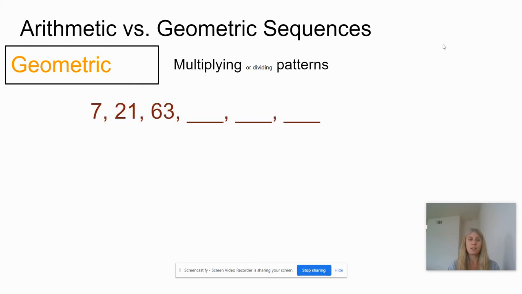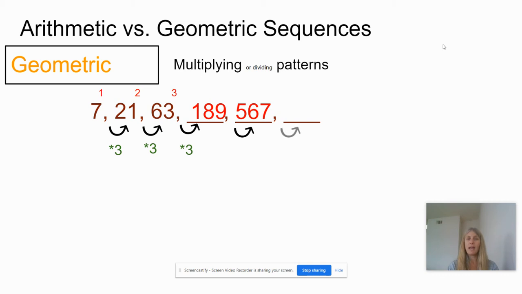So here is a sequence, 7, 21, 63. Once again, our first term is 7, our second term is 21, and our third term is 63. I look for the pattern, and I know that 7 times 3 is 21, and I double check again. 21 times 3 is our next number, 63. Remember, it has to be true for every single one. Now we can go ahead and extend that pattern. 63 times 3 is 189. 189 times 3 is 567, and 567 times 3 is 1701.